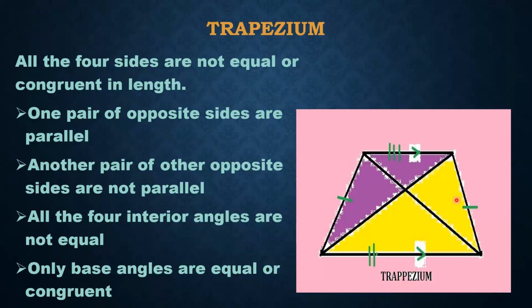Only base angles are equal. All the four interior angles are not equal. The angles that form here and here are not equal. The other pair of opposite sides are not parallel. Here and here, the other pair of opposite sides, this side and this side, those that have been slanted, are not parallel, but one pair of opposite sides are parallel. So this one pair here, the top line and the bottom line, are parallel. They will never meet, but the other pair will meet, okay? And that is that.